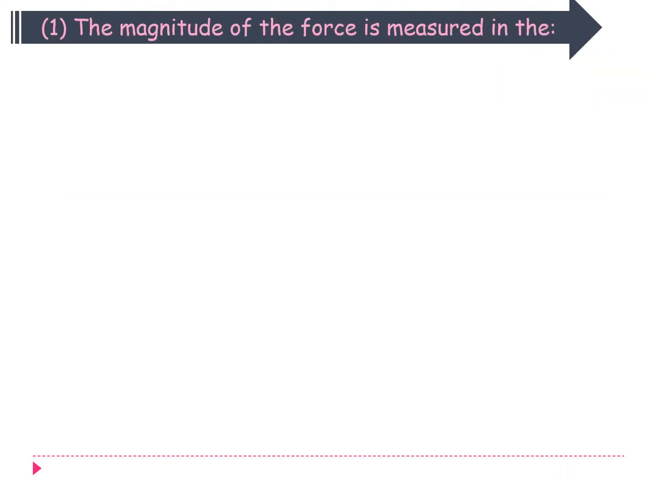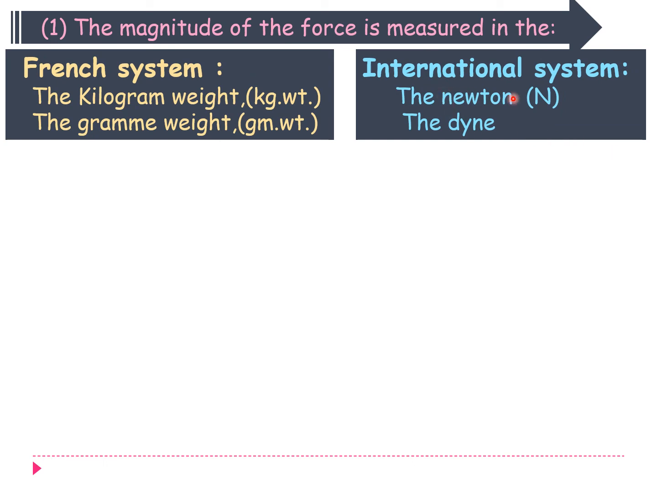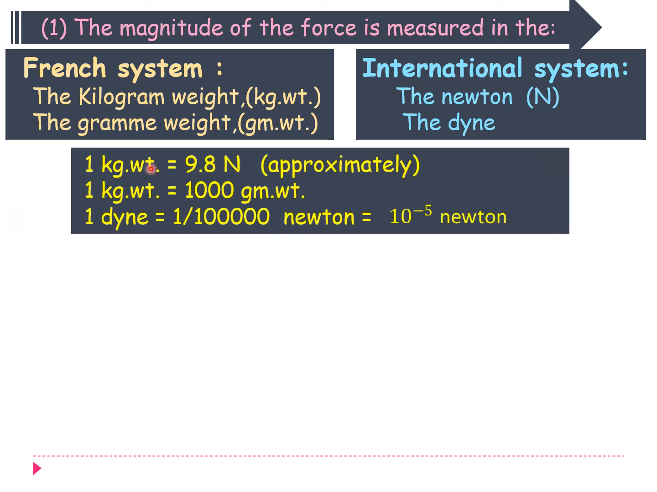The magnitude of force is measured by, in the French system, kilogram weight or gram weight or ton weight. In the international system, Newton or dyne. So, 1 kilogram weight equals approximately 9.8 Newton, and 1 kilogram weight equals 1000 gram weight, and 1 dyne equals 10^-5 Newton.